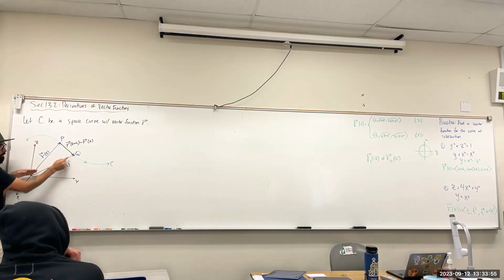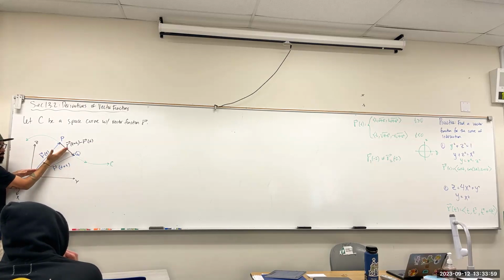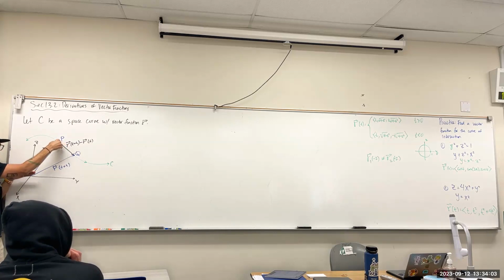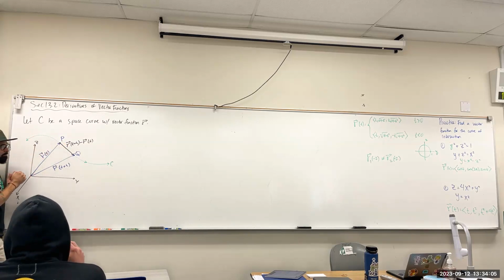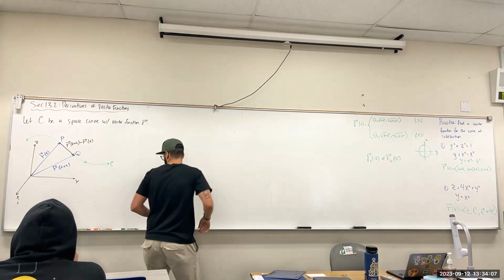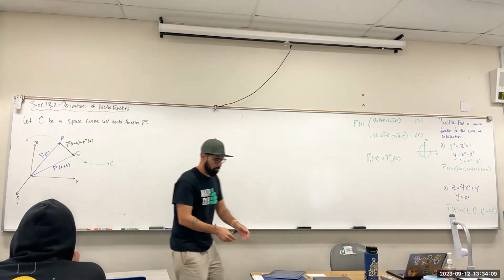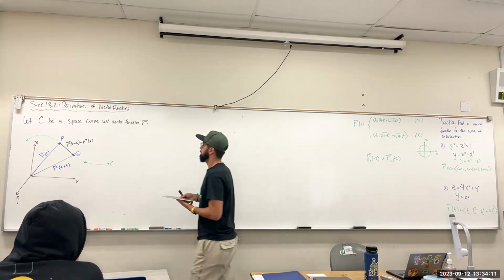This vector starts to get closer to this point, right? So it starts kind of going like that. So what happens to this vector? It starts to get smaller and smaller and smaller, okay? So this is how we're going to define the derivative of a vector function through that kind of process here.